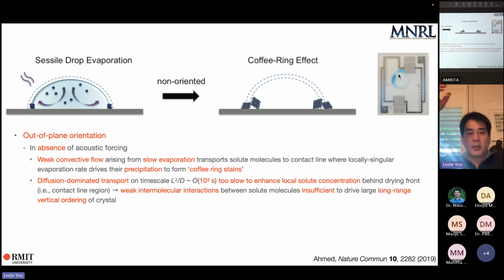That's because of convective flow driving the solute molecules to the contact line where they are pinned and form these rings. It's a diffusion-dominated transport, too slow to enhance local solute concentration behind the driving front, or the contact line. Because of these weak molecular interactions, you get molecules insufficient to drive any meaningful long-range ordering of the crystal.